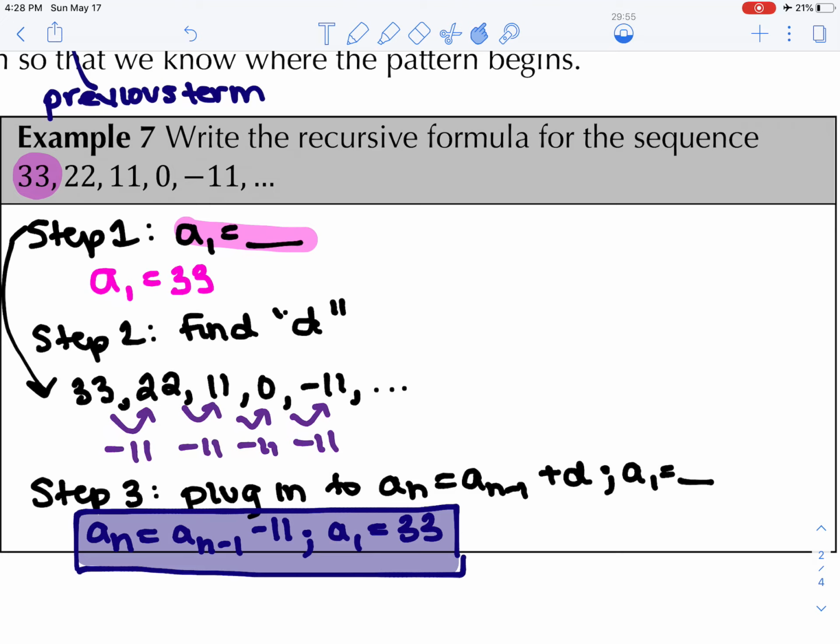Go ahead and try problems 8 and 9. They ask you to write the recursive equations for two arithmetic sequences. So use this video as well as the guided notes posted on Google Classroom to see if you can do that.